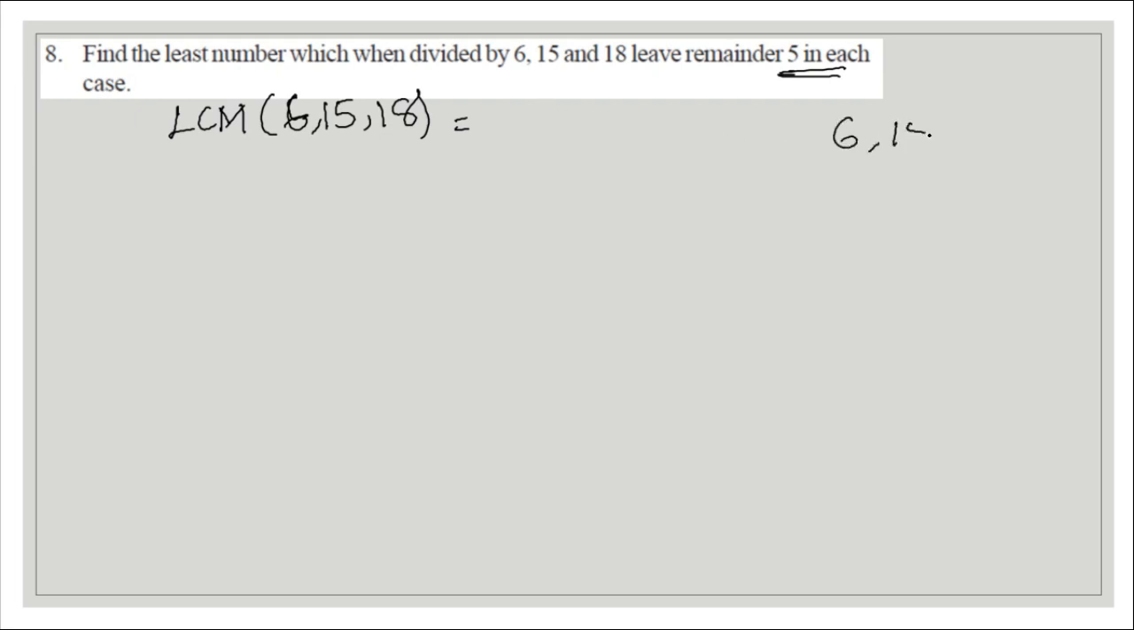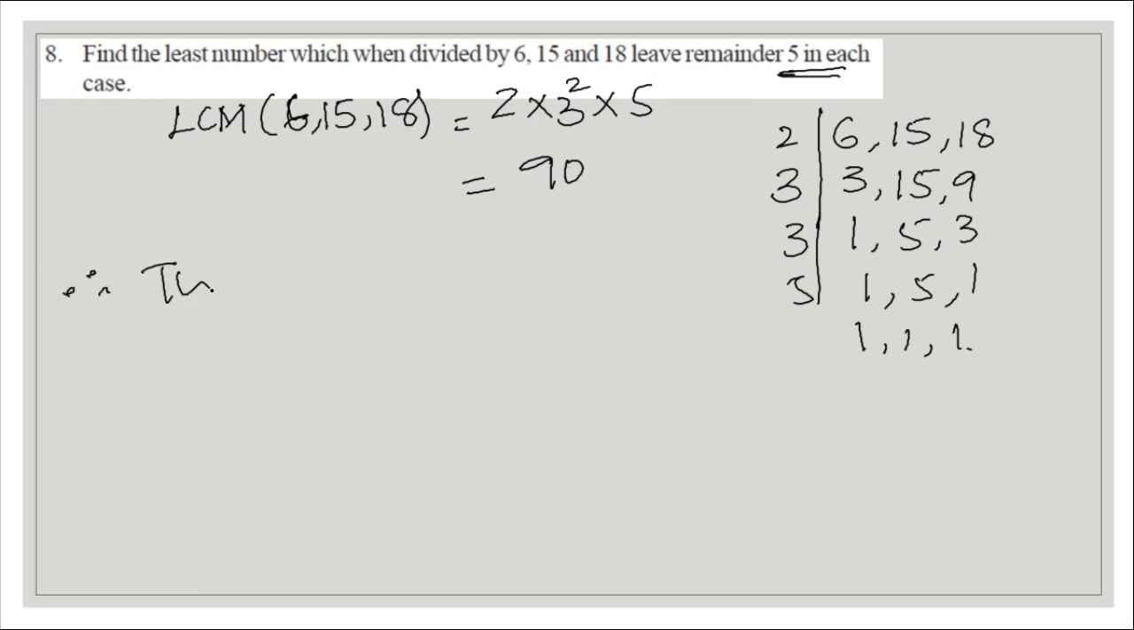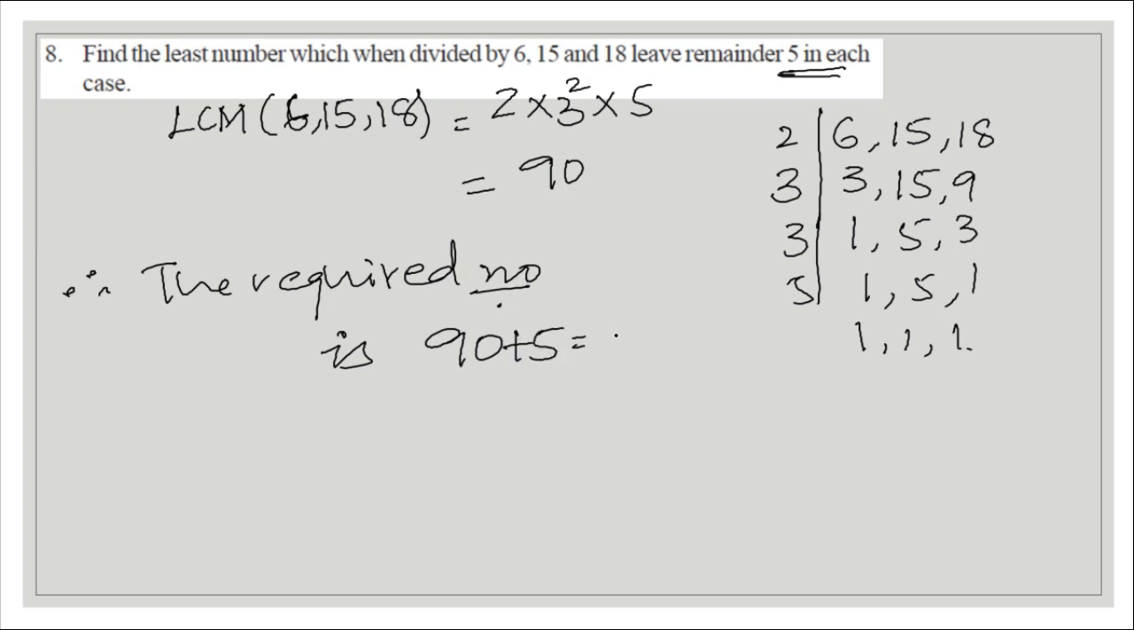So 6, 15, 18 is divisible by 2, 3 times, 15 is written as it is, 9. So now 3 divides 1 time, 5 times, 3 times. Once again 3 should be considered, 5 should be considered. Therefore the LCM is 2 multiplied by 3 square multiplied by 5, nothing but 90. Therefore the required number is 90 plus 5, 95.